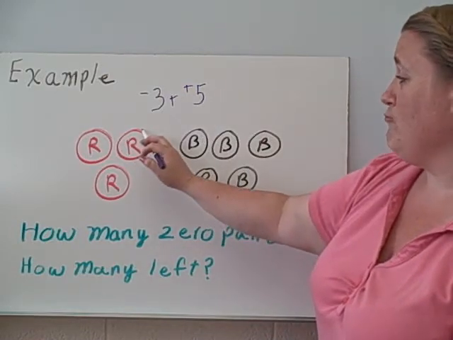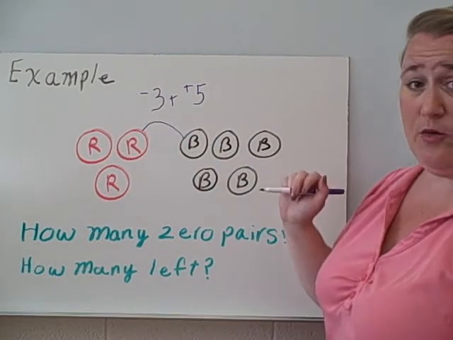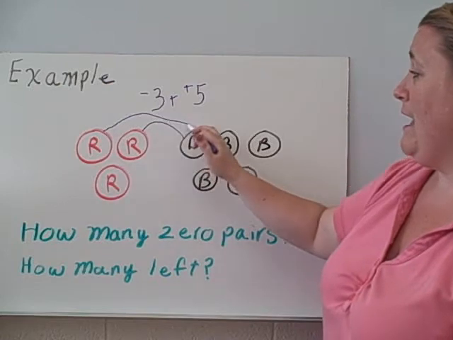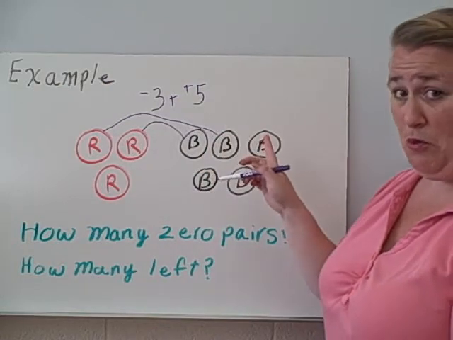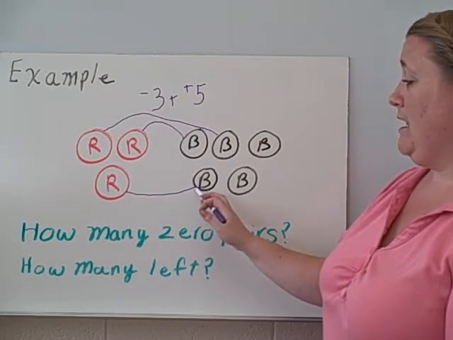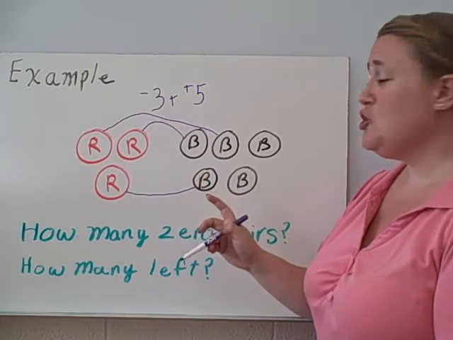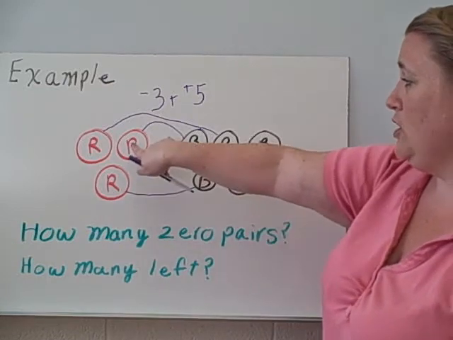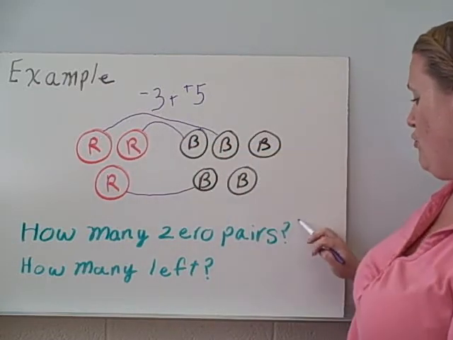Remember, a red and a black together make a zero pair. Another red and another black, another zero pair. Again, we still have a red and it matches with this black. So how many zero pairs did I have? I had 1, 2, and 3.